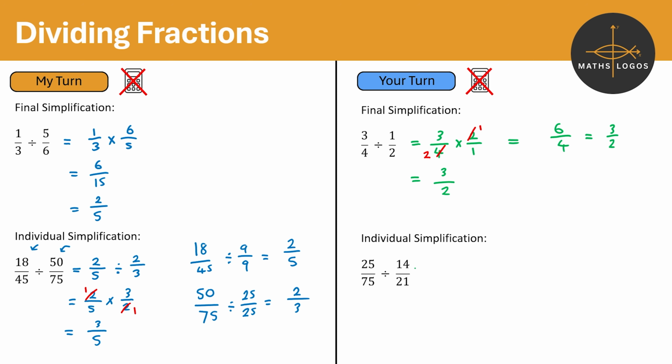Now let's look at individual simplification. So I'll simplify 25 over 75, which would give me 1/3. And then I'll simplify 14 over 21 by dividing through by 7, which gives me 2/3. 1/3 divided by 2/3 is equal to 1/3 multiplied by the reciprocal of 2/3. And then I can do my cross simplifying, so divide through by 3 on the numerator and 3 on the denominator. And then I'll do 1 multiplied by 1, which is 1, and 1 multiplied by 2, which is 2. So my answer is a half.